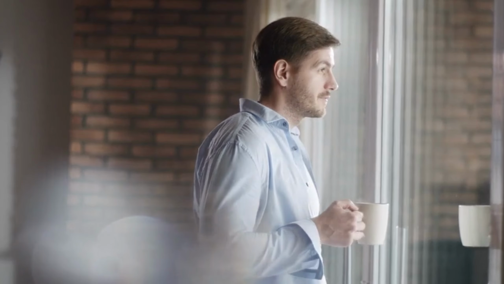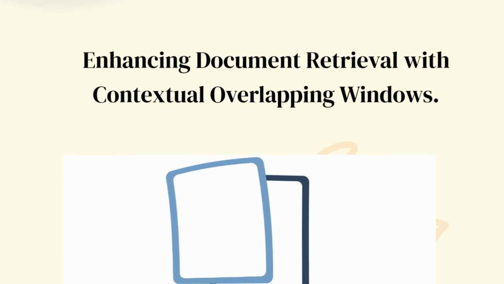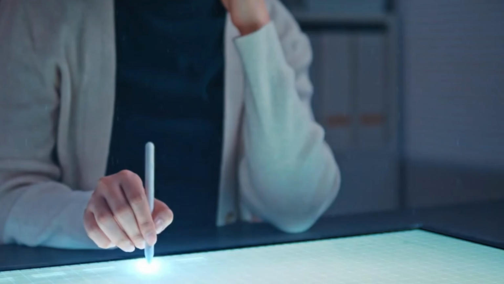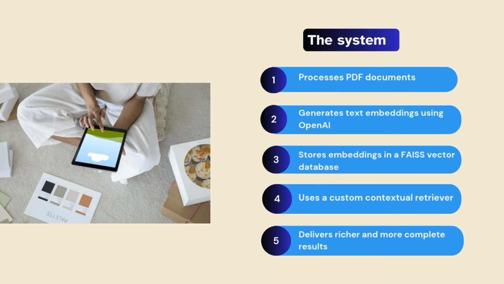Today, I will be sharing a project called Enhancing Document Retrieval with Contextual Overlapping Windows. Most vector search systems return small, isolated chunks of text. Even when they are relevant, they often miss the bigger picture. So in this project, I introduced a contextual retrieval method that fetches surrounding text along with the most relevant chunk. The system processes PDF documents, generates text embeddings using OpenAI, stores embeddings in a FAISS vector database, uses a custom contextual retriever, delivers richer and more complete results.